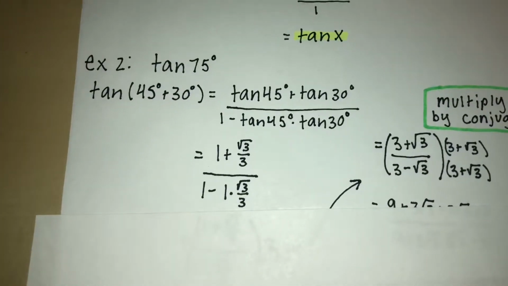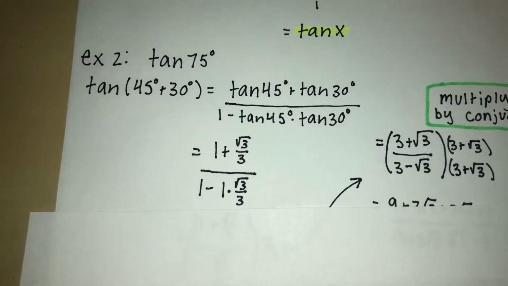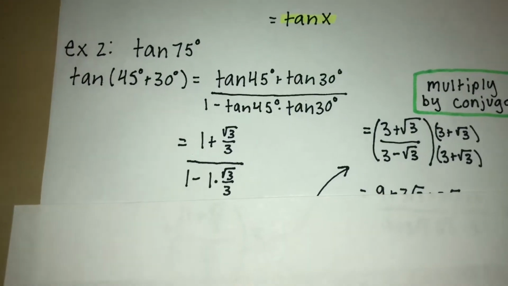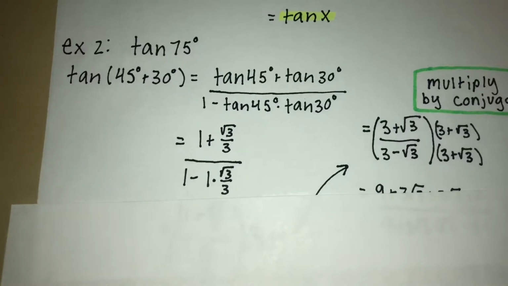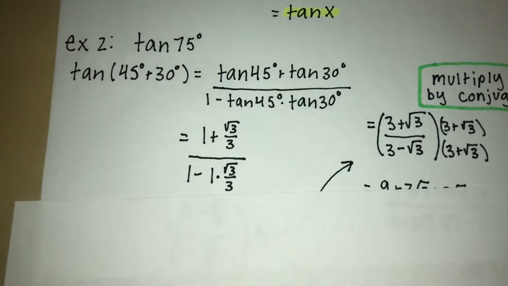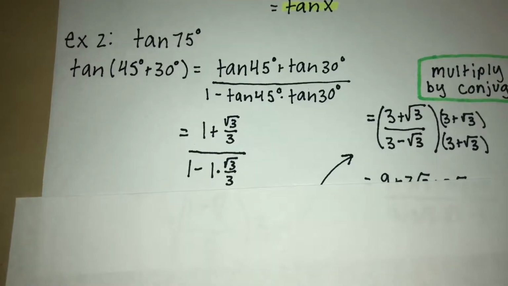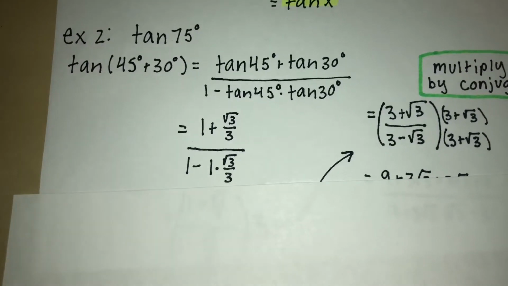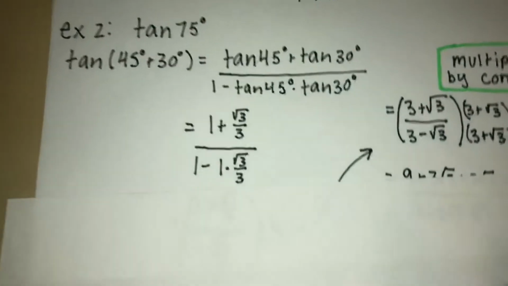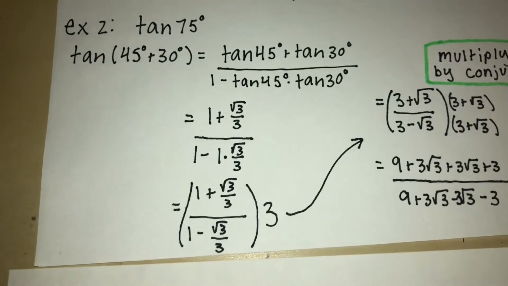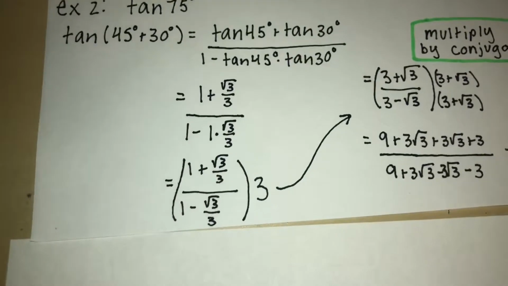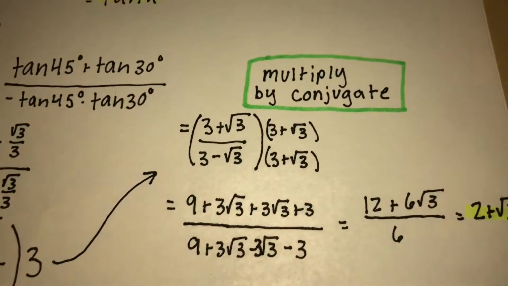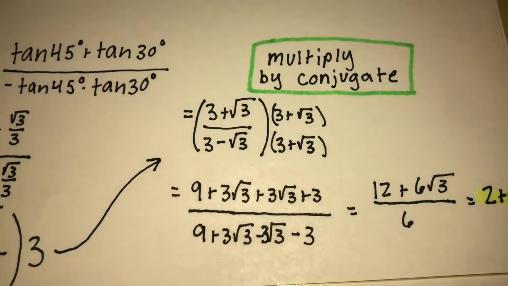So tangent of 45 would be root 2 divided by 2 divided by root 2 over 2, which will give you 1. And the tangent of 30, which is 1/2 divided by root 3 over 2, which will give you root 3 over 3. So that's going to be 1 plus root 3 over 3 divided by 1 minus 1 times root 3 over 3. And that gives you a pretty nasty compound complex fraction. So you're going to times that by 3 in order to get rid of the fractions, giving you 3 plus root 3 divided by 3 minus root 3.